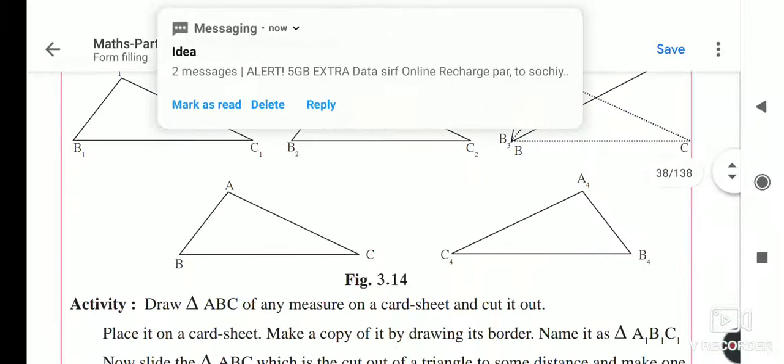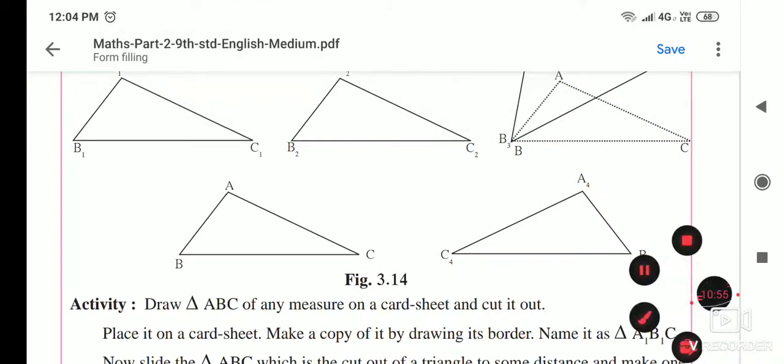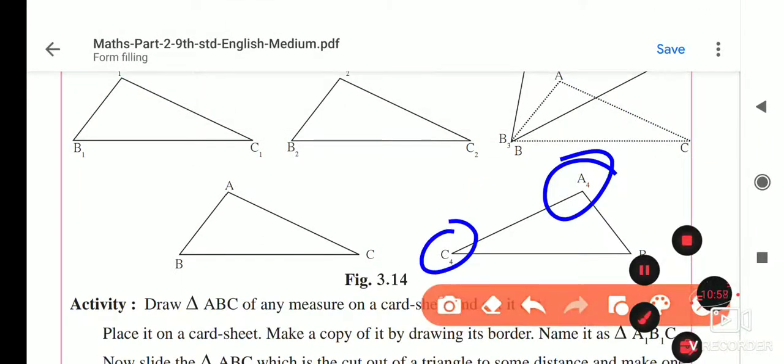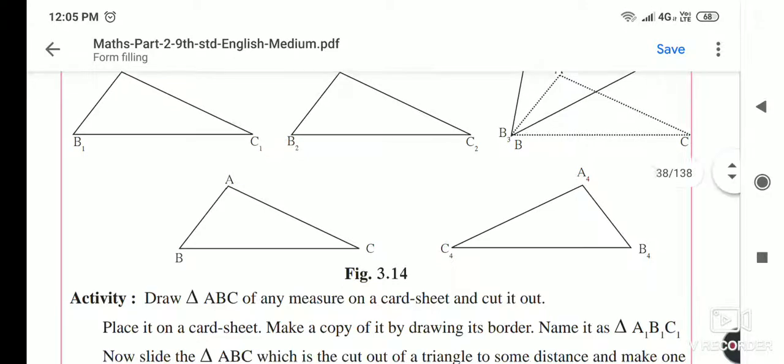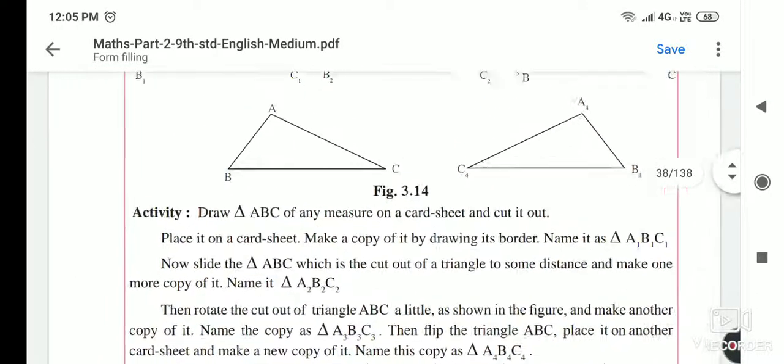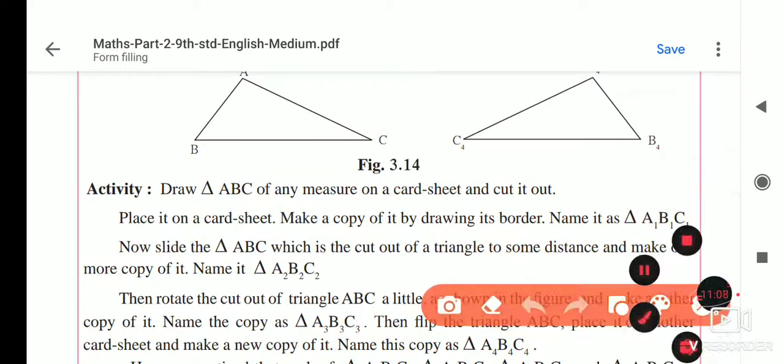Okay, one more triangle is given here, that is A4, B4, C4. So here, how many triangles are there in the figure? Five triangles are there. Okay, total 5 triangles are there. So here, the activity they told you is: draw triangle ABC of any measure.